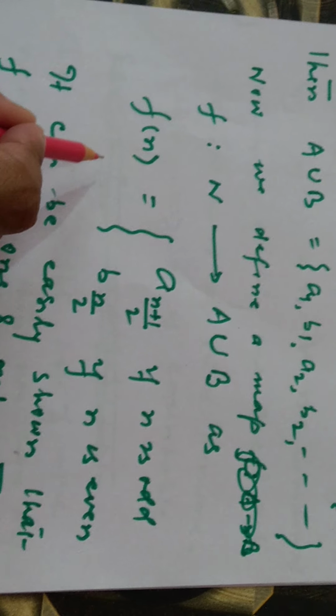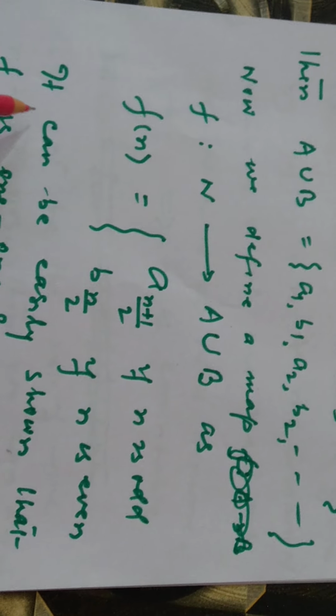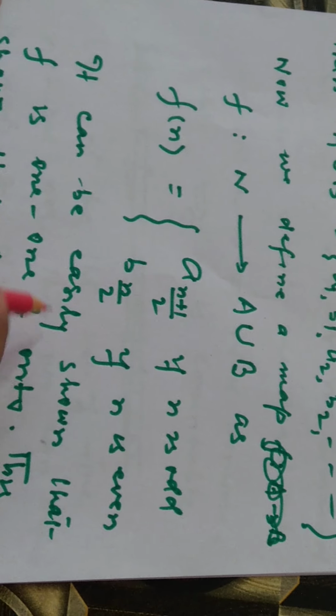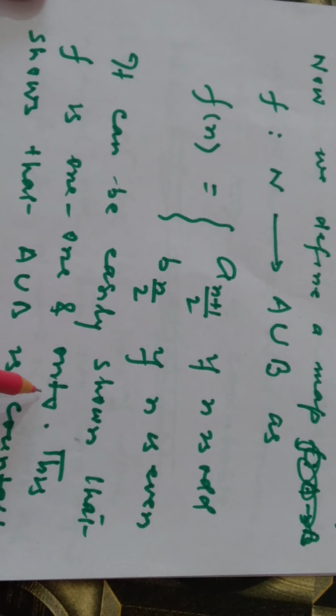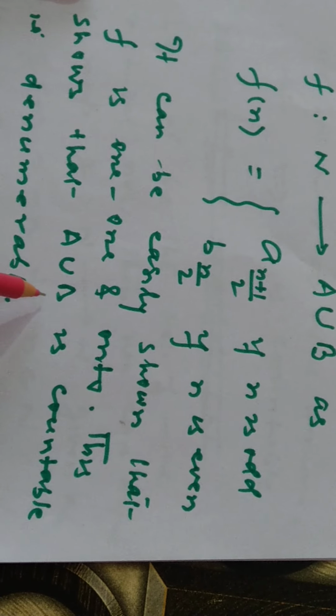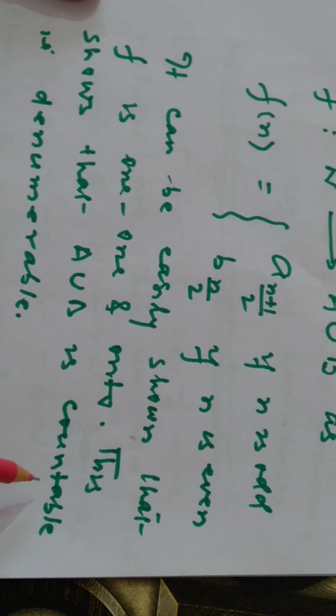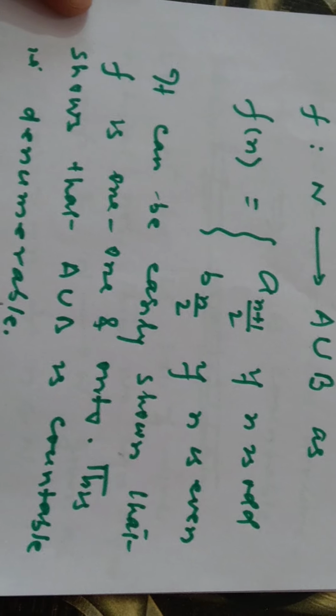It means that the function is 1-1. That we have written here like this. It can be easily shown that F is 1-1 and onto. This shows that A union B is countable, that is denumerable.